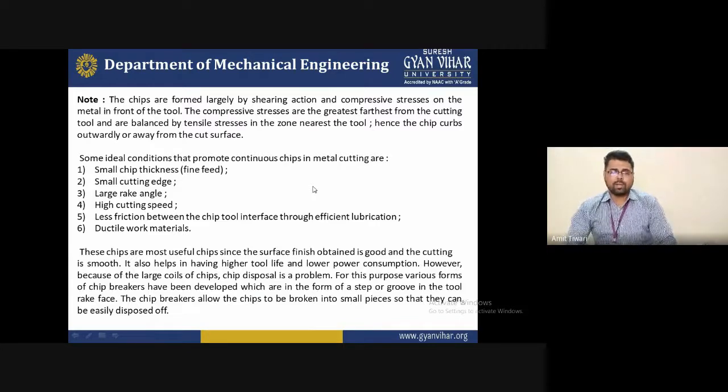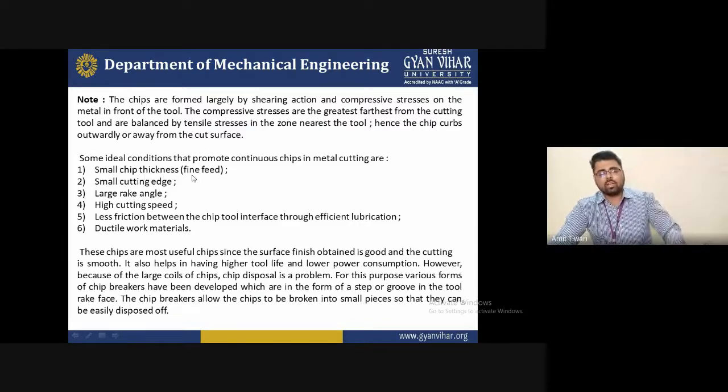So, some ideal conditions promote the continuous chip in metal cutting. If you want to produce a continuous chip and remove the metal in continuous form, you must keep in mind the following conditions. The first is a small chip thickness. If the chip thickness is small, there are more chances of forming a continuous chip. Second is a small cutting edge. A larger cutting edge will not be used during machining.